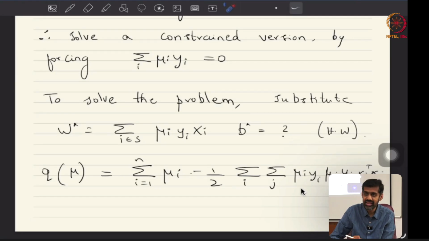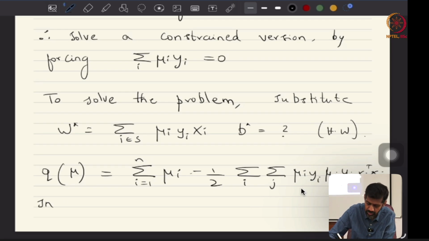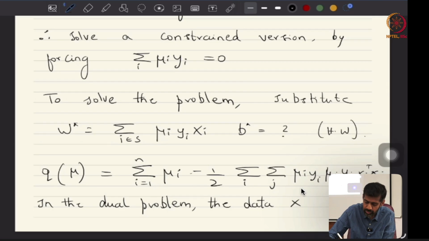So what is to be seen is the following. The observation is that in the dual problem, the data x only appear as inner products. This is a notable point, we will use this later.